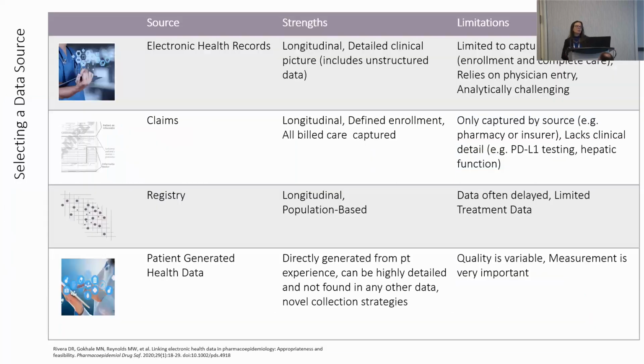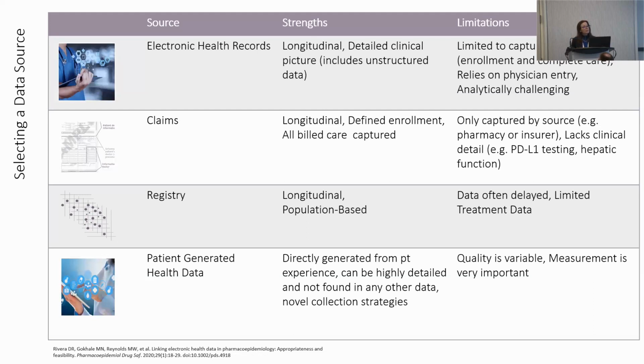Thinking a little bit more about the strengths and limitations of these data, I think it's helpful to think about, of course, what your study question is first, and then the strengths and limitations of the data set. So in electronic health records, you have a longitudinal, very granular, detailed picture, including potentially unstructured data. The limitations, though, are in completeness of capture, because it's going to be limited to capture within the system. Enrollment and care relies on physician entry and is very clinically demanding for most physicians to do. And so the data that's input is the data that is output to you as an analyst. Therefore, it can be analytically challenging as well.